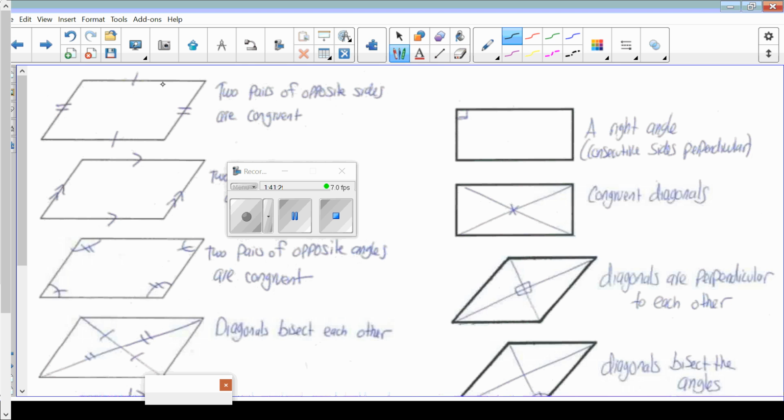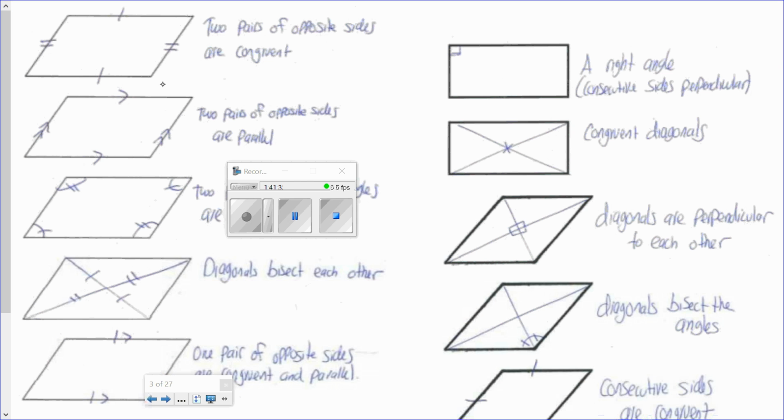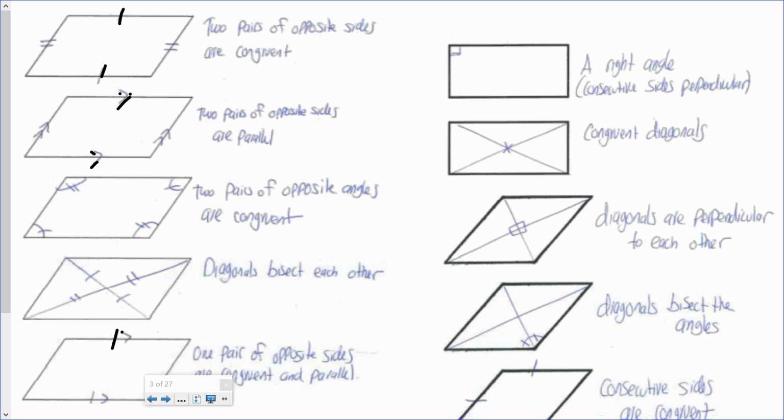So 4 of the 5 deal with opposites: 2 pairs of opposite sides congruent, 2 pairs of opposite sides parallel, 1 pair of opposite sides congruent and parallel, 2 pairs of opposite angles congruent, and then all 3 shapes have at least 1 diagonals property. For a parallelogram, diagonals bisect each other. The rectangle, diagonals are congruent. Rhombus, diagonals are perpendicular and bisect the angles.